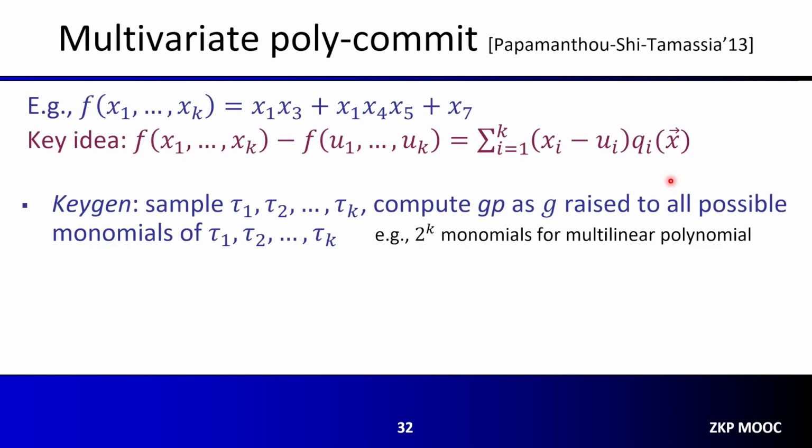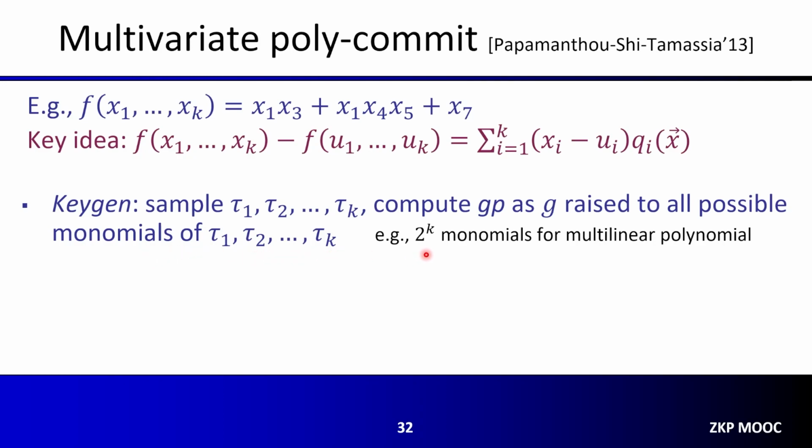And based on this polynomial equation, in the key generation, instead of sampling one secret key tau, we are going to sample k secret keys, tau 1 all the way to tau k. Basically each tau represents one variable in this multivariate polynomial. Then we are going to compute the global parameters as g raised to all possible monomials generated by tau 1 all the way to tau k.